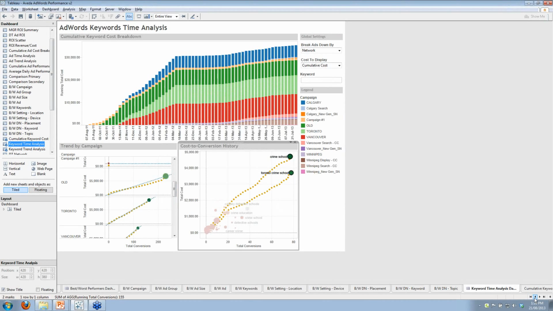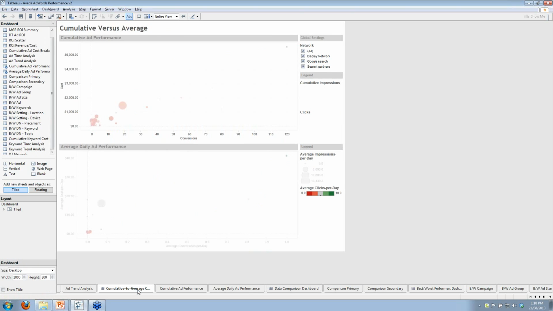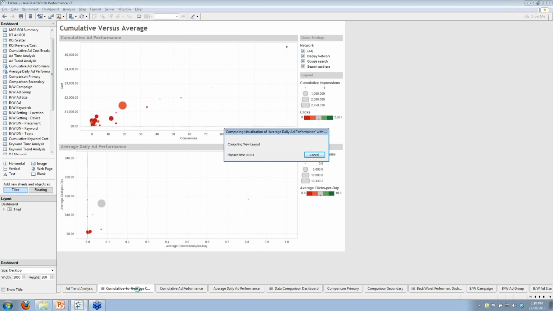Let's go take a look at another dashboard. The next one we would want to take a look at is going to be the cumulative average. The reason why this one is important is you will find one of the things that is kind of hard to get within the AdWords interface is the daily average. You certainly can get that number, but it is not easy to get.